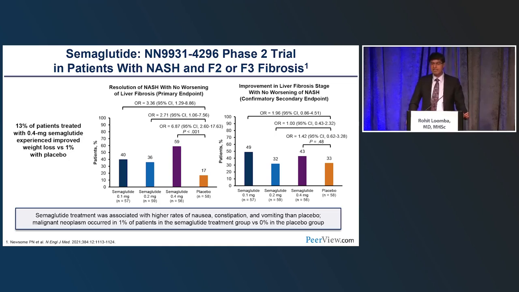Now looking at semaglutide data, this is a GLP-1 analog that was shown in patients with NASH stage 2 or 3 fibrosis over 72 weeks to significantly improve MASH resolution. To the left, I'm showing you 3 different doses of semaglutide versus placebo in orange at 17% MASH resolution versus 59% with the highest dose, which was semaglutide of 0.4 milligram daily sub-Q.